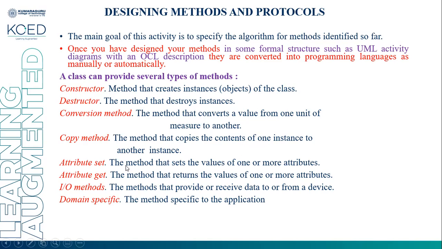Attribute set: the method that sets the value for one or more attributes. Attribute get: the method returns the value of one or more attributes. IO methods: methods that provide and receive data to and from a device. Domain specific: the method specific to the application. So these are the different types of methods of a class: constructor, destructor, conversion, copy, attribute set, attribute get, IO method, and domain specific method.